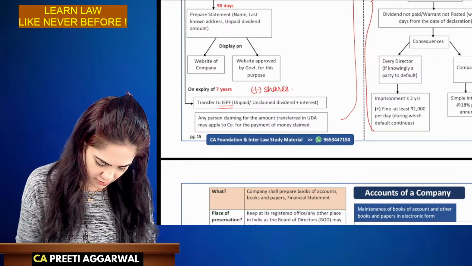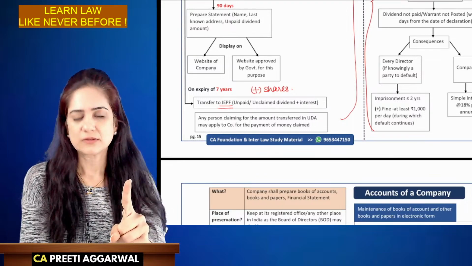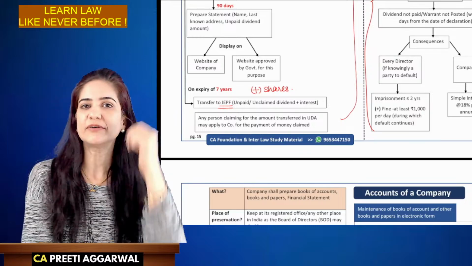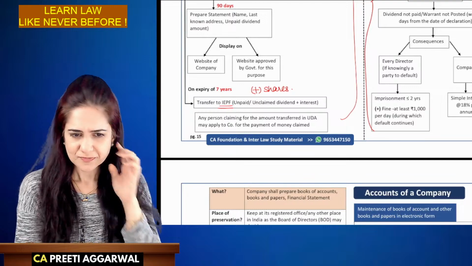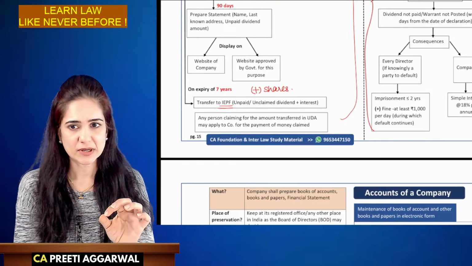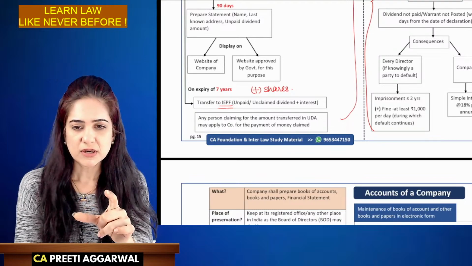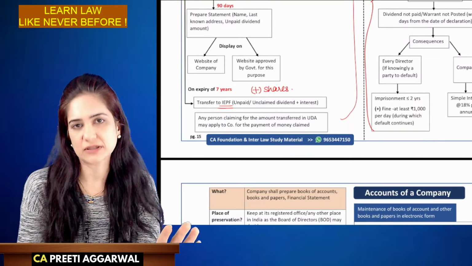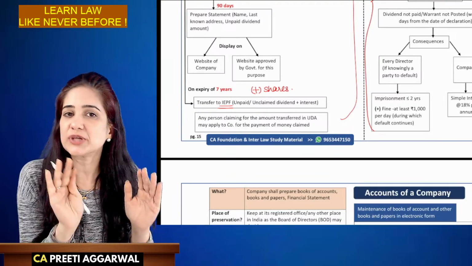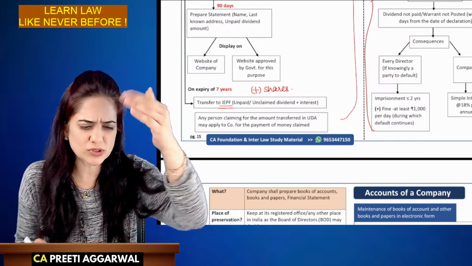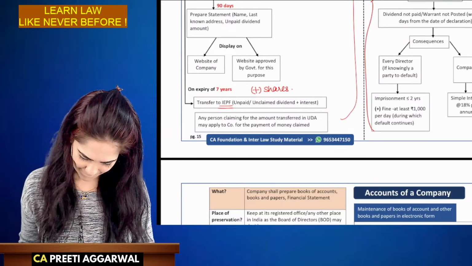But what if during these 7 years, in 1 year, that shareholder had claimed dividend? Law says in that case, shares will not be transferred. So if the dividend is claimed in any 1 year during the 7 years, the shares will not be transferred. Whatever is the unclaimed dividend for 7 years will be transferred. Shares will not be transferred because in those 7 years, at least in 1 year, you claimed the dividend.